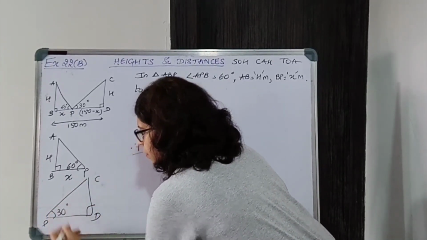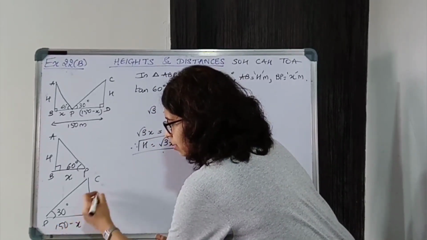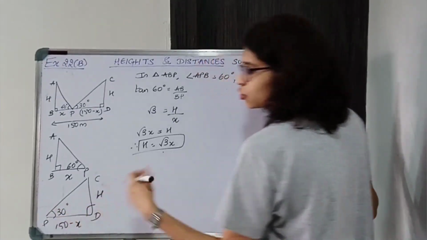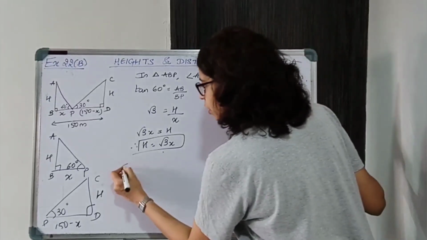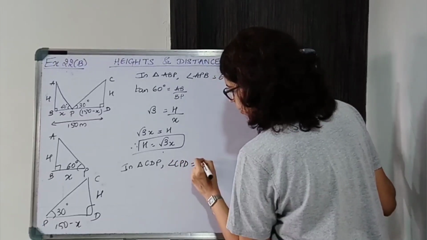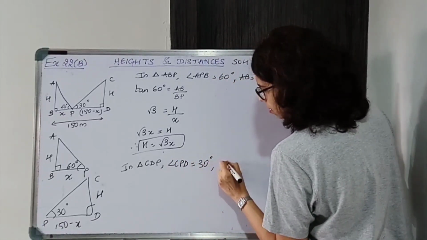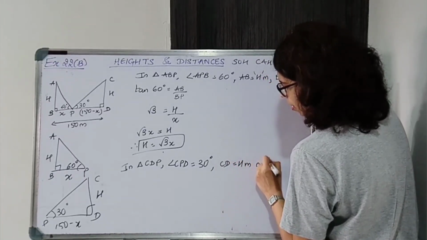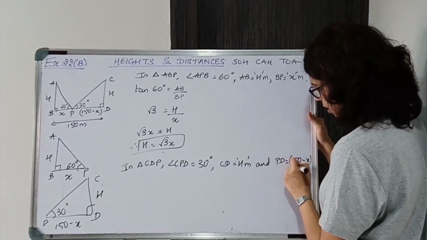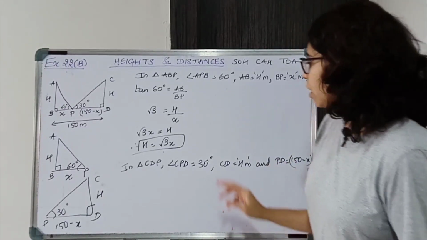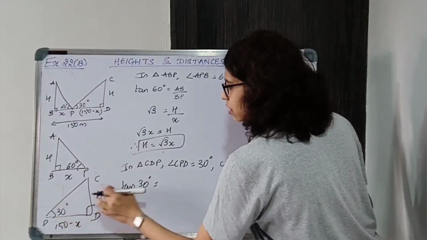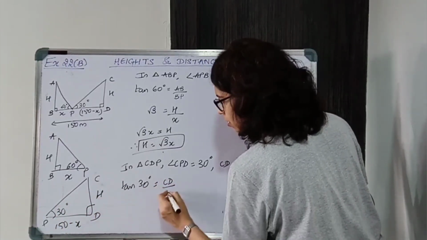This is 150 minus X, this is H. Okay, I have not drawn properly. Now angle का opposite and angle का adjacent again relate करना है, so we'll take tan of the angle. So in triangle CDP, angle CPD दिया हुआ है, then CD is equal to H meters and PD is 150 minus X the whole का meters. ठीक है. Now tan 30 is equal to angle का opposite, that is CD, adjacent, that is PD.